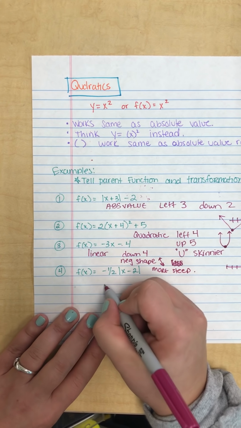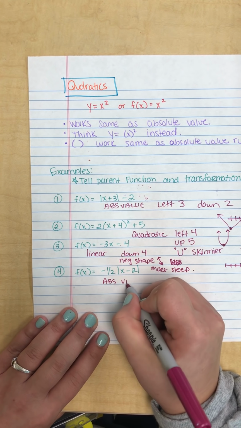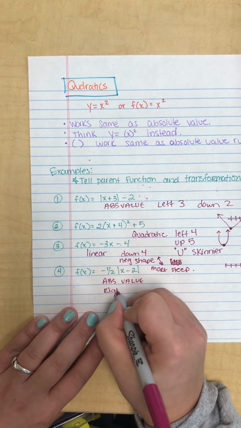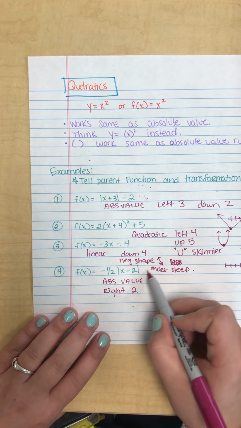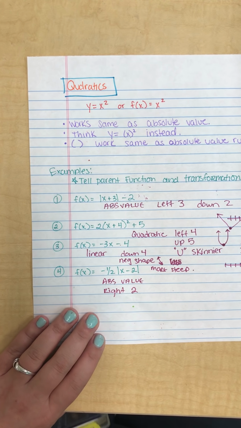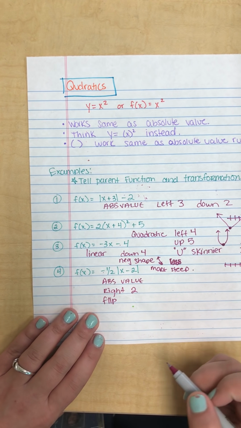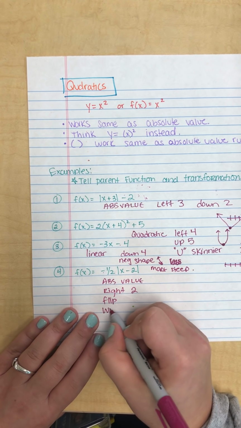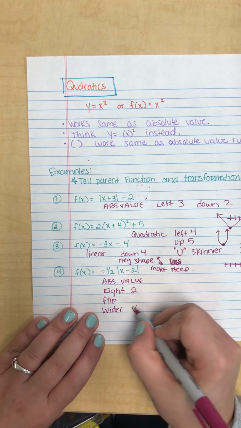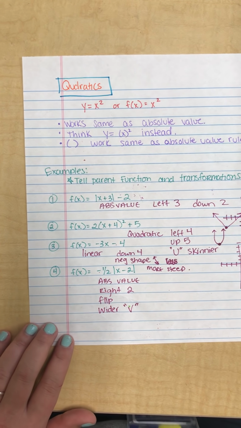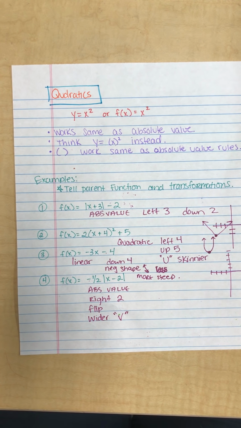All right, and then my last one here is an absolute value. The -2 is going to move it right 2. It's not going to move up or down at all. But the 1/2 is going to flip it because it's negative, and it's also going to make it wider because it's a fraction. All right, and that is transformations and parent functions.